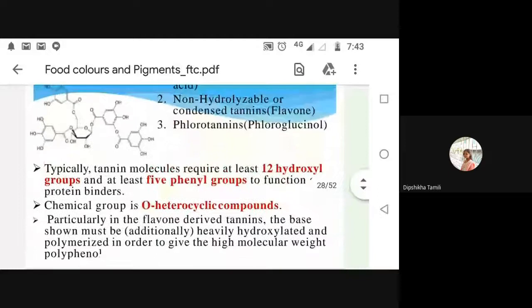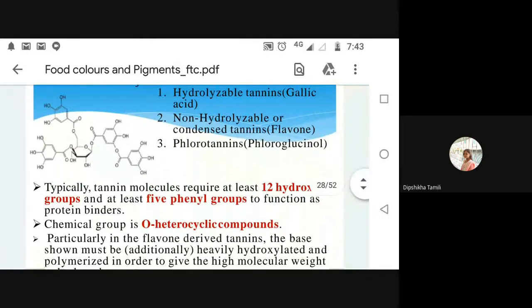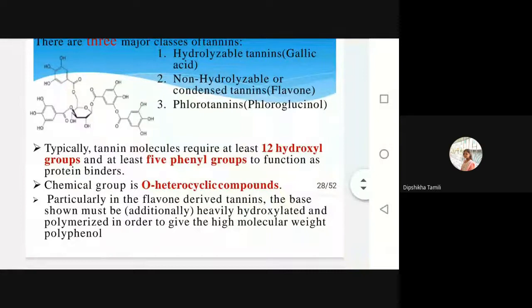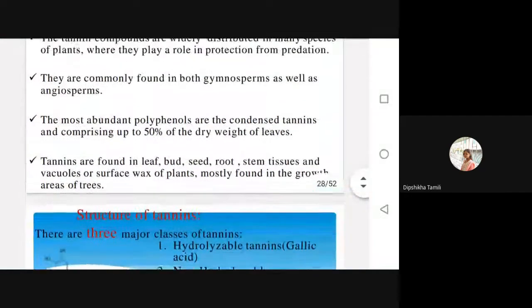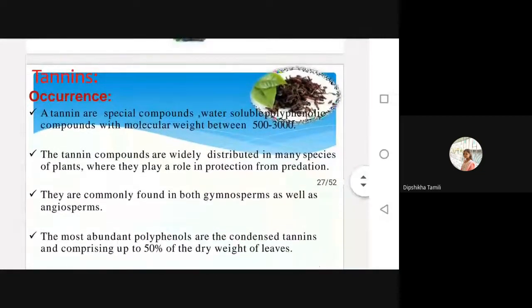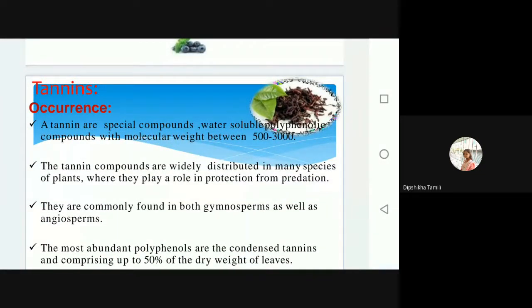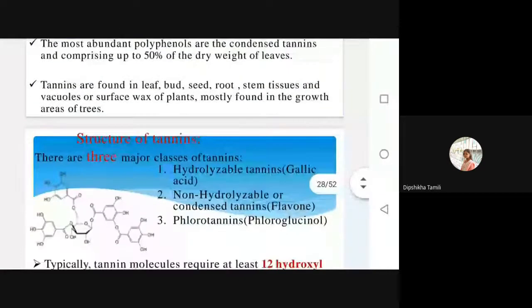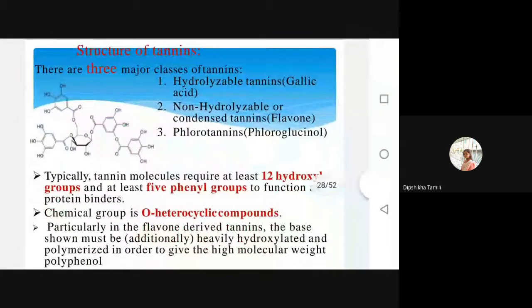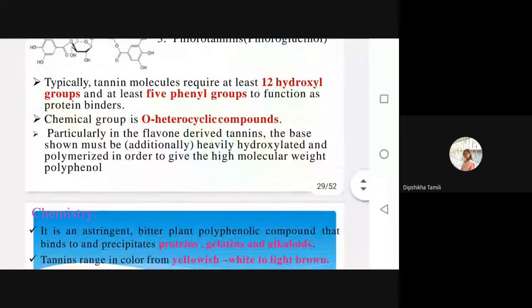Just wait. See, here it is written: typically, tannin molecules should contain at least 5 phenyl groups. First, this is a hint for you whether it is having a phenolic group or not. Second, they are water soluble polyphenolic compounds. So these tannins are phenolic in nature. They have a phenolic ring.